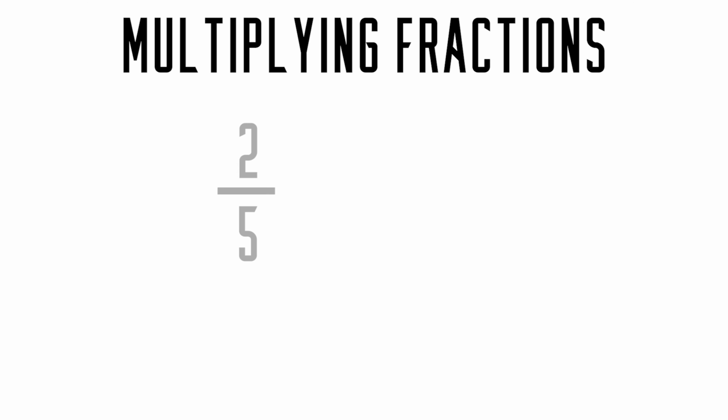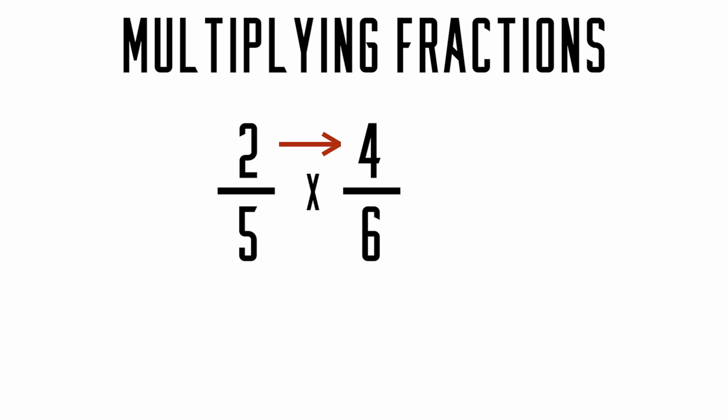There may come a time when we're asked to either multiply or divide fractions. There are different ways that we can do this, but when we're multiplying fractions, say for example we have 2/5 multiplied by 4/6, the easiest way that we can do this is by multiplying the top two numbers together and then multiplying the bottom two numbers together.